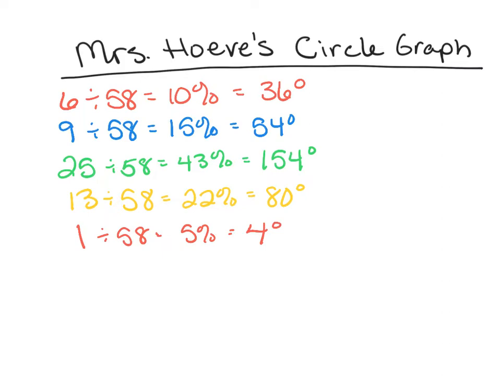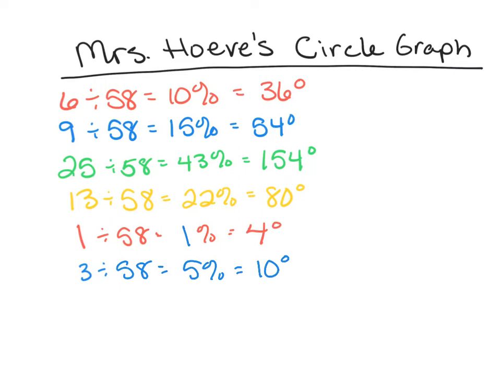And then 60 to 69-year-olds, there were 3 of them. Divided by 58 gave me 5. Whoops. Let's go back. This is only 1%. Sorry about that. I read the wrong line. This is only 1%. It still gave me 4 degrees. 3 divided by 58. This gave me my 5%. Sorry about that. Which gave me 10 degrees.